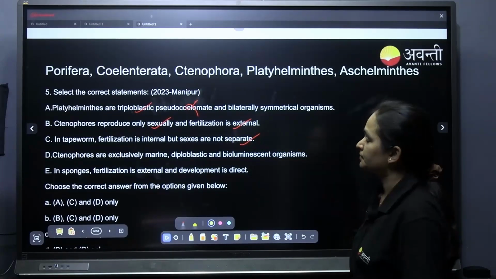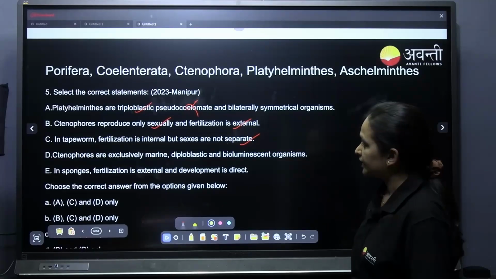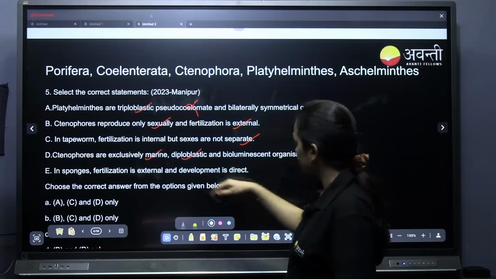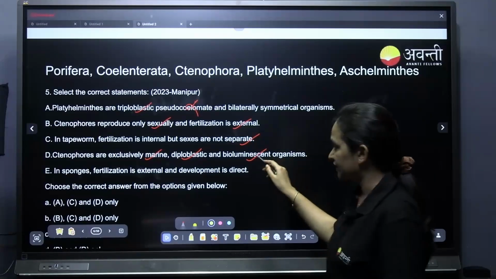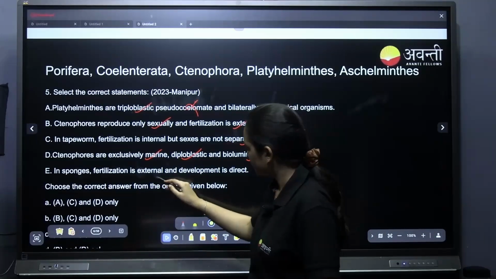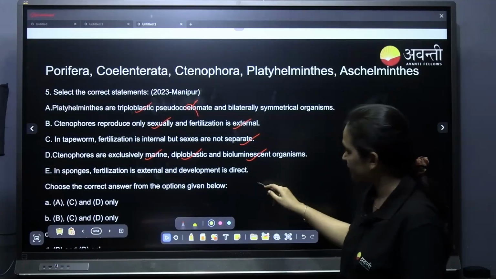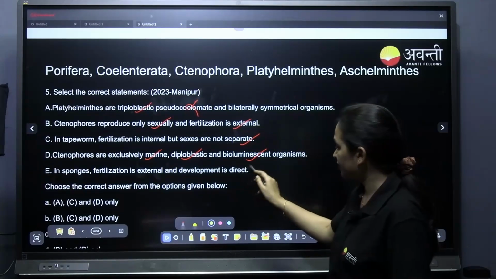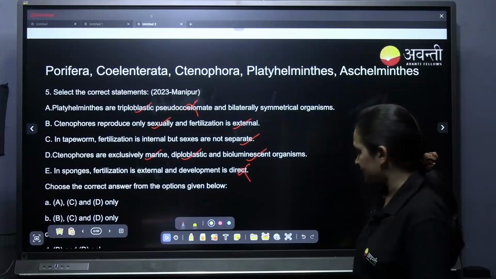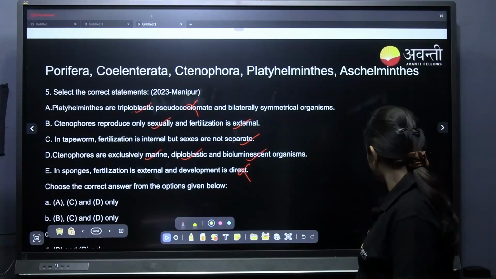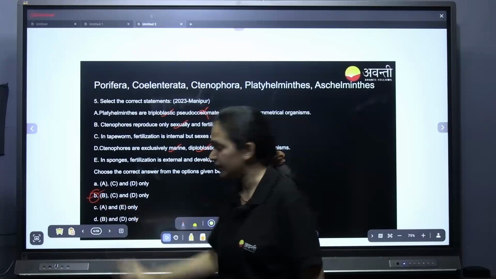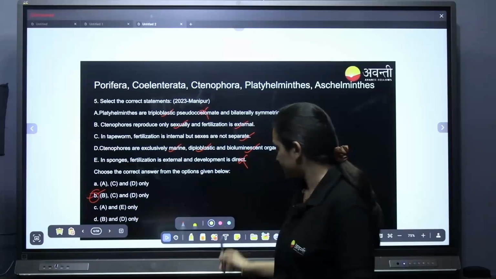Yes, correct. Ctenophores are exclusively marine, correct. Diploblastic, correct. Bioluminescent is correct. In sponges, fertilization is external, yes, and development is indirect. Sorry, direct, no, it is indirect. So we see B, C, D as answer. That becomes B for Bombay as a correct answer.